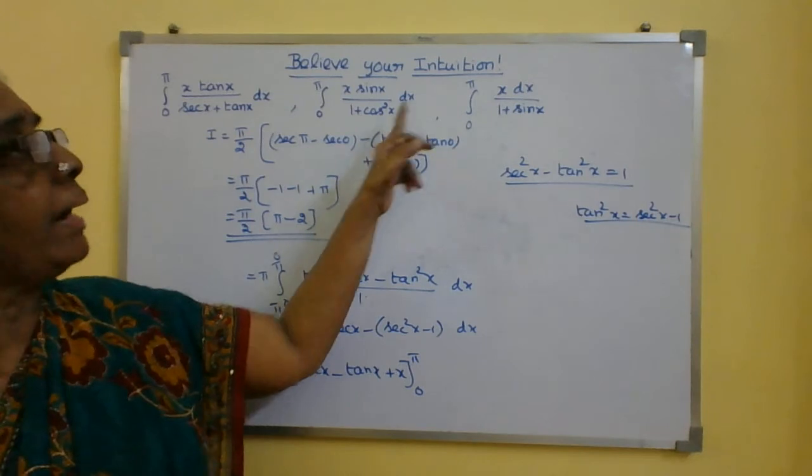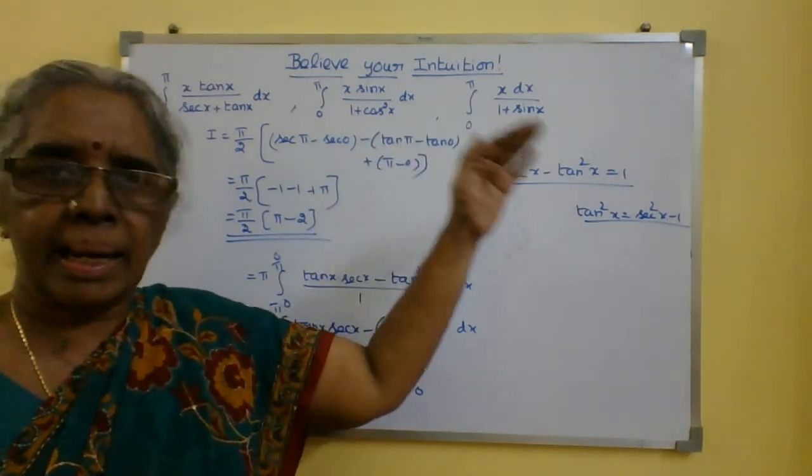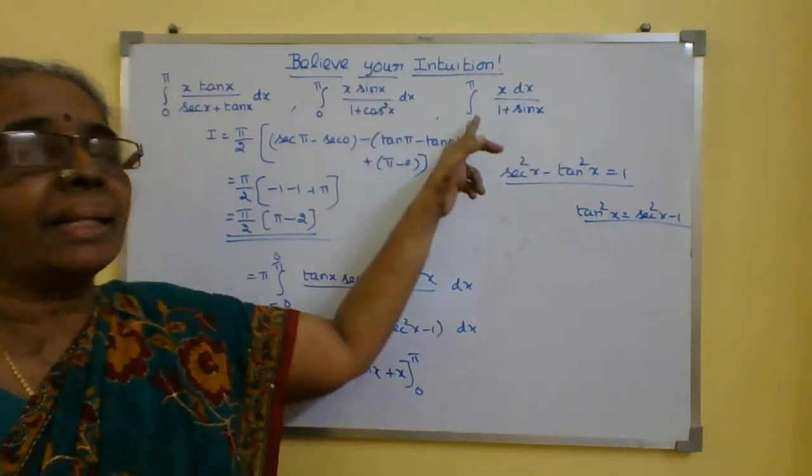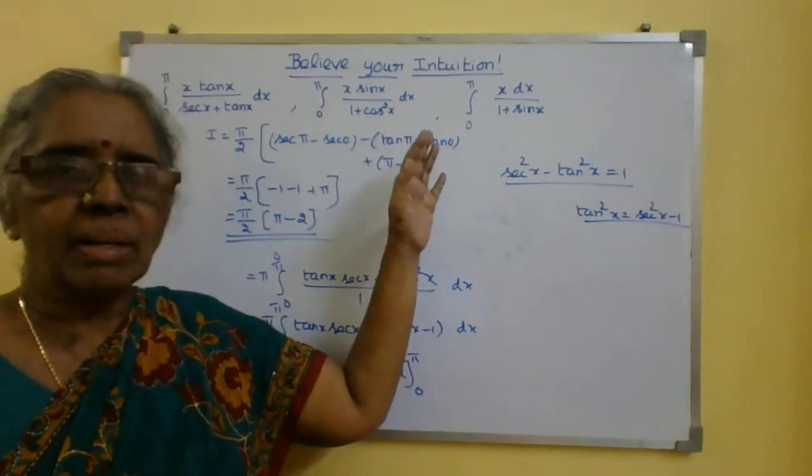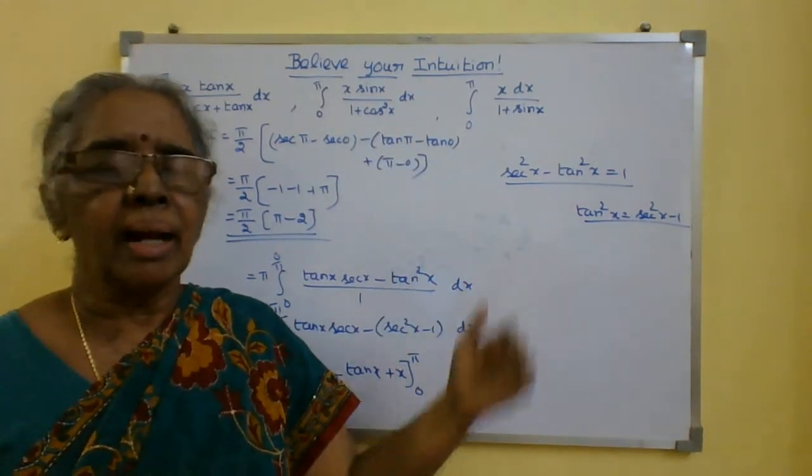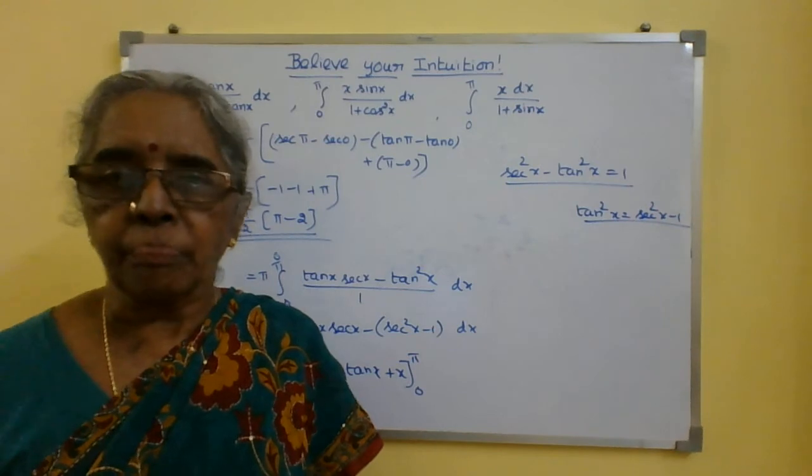Now you can try these two sums using the same property. You eliminate that x and you try yourself by which method you have to integrate, and if you have any doubt you can get back to me.